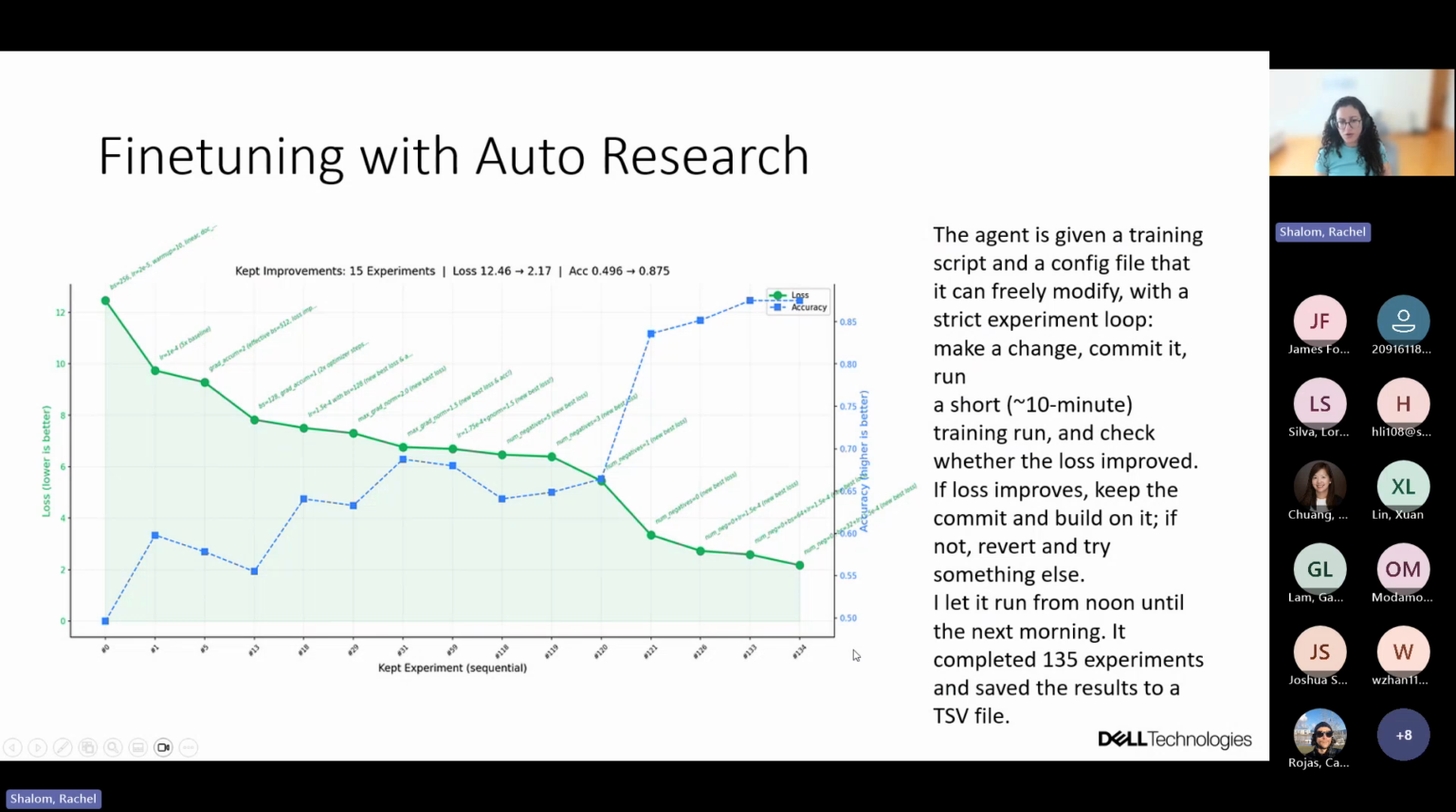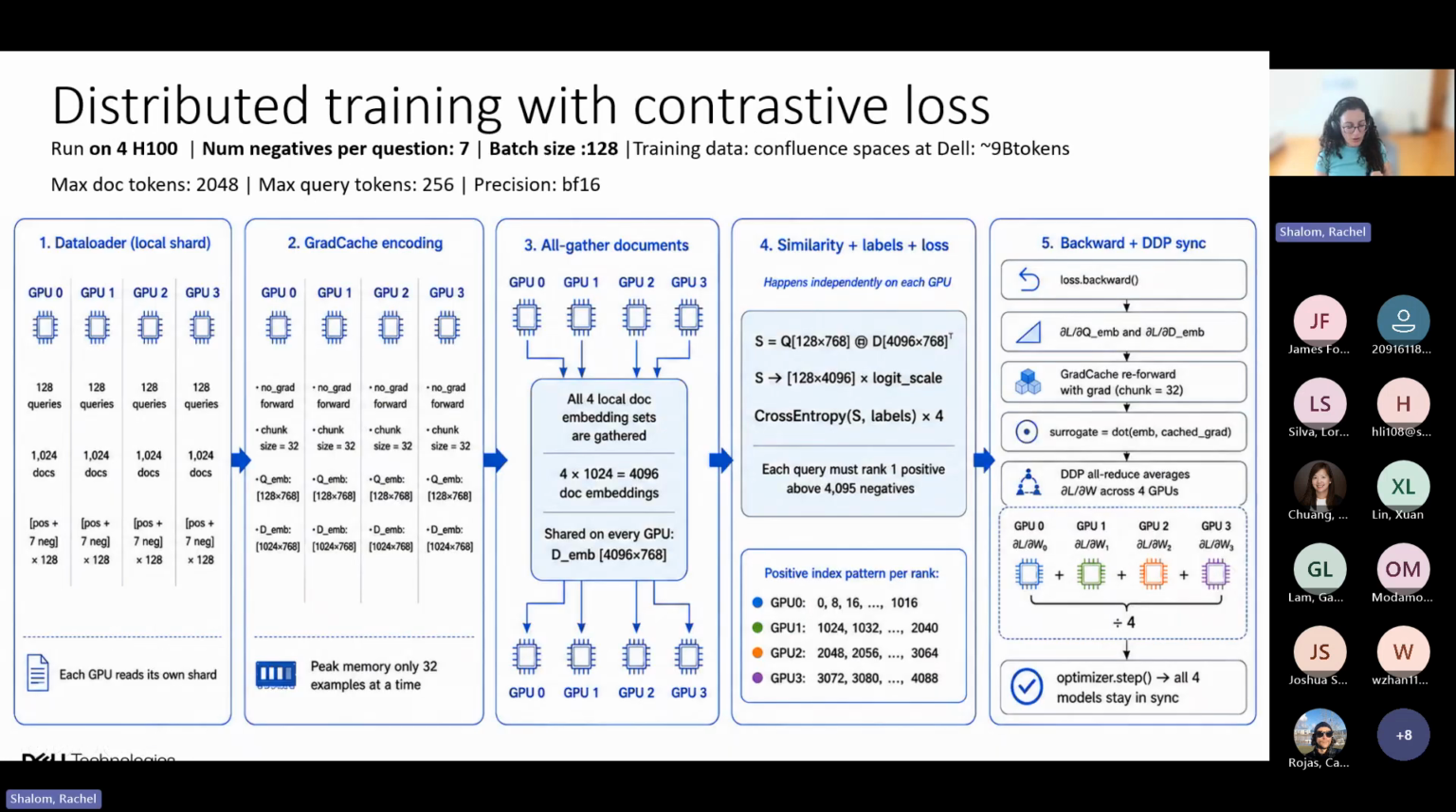Let's talk a little bit about the setup of distributed training. First of all, I was running on 4 H100s. The number of negatives per question was 7. I used a batch size of 128. My training data included all of the Confluence, most, not all, of the Confluence spaces at Dell. It was around 9 billion tokens.